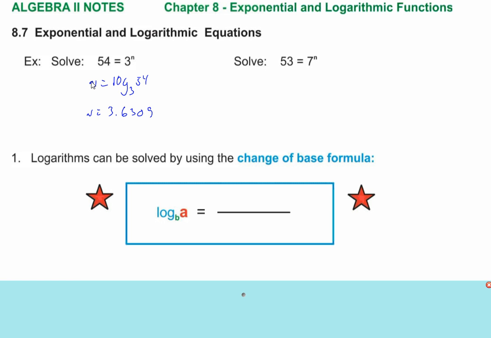It keeps going even past that. But if you do 3 to the 3.6309, you're going to get 54. Our calculator is able to determine that. That's the idea and the concept. Same idea in the second one, really similar. What is the exponent n? 53 in base 7. If you know how to use your calculator and what's going on here, you can figure out the value.